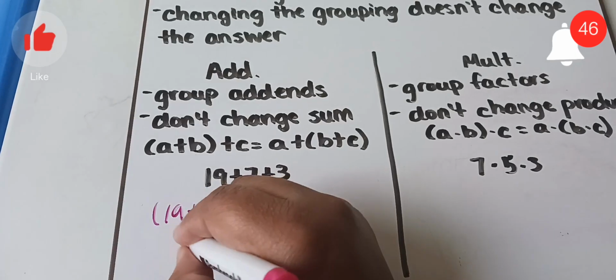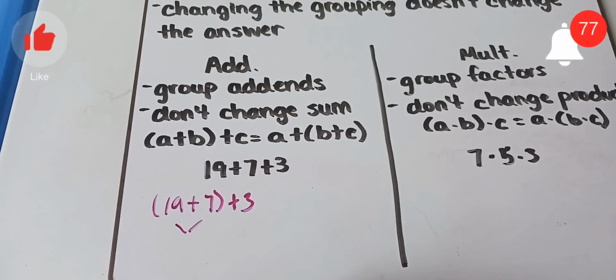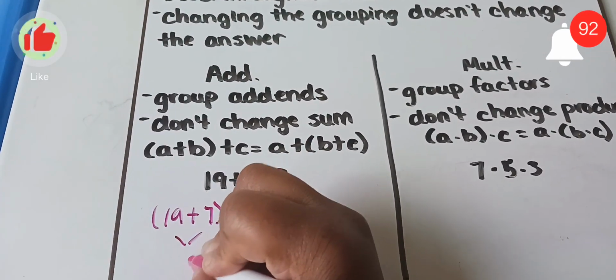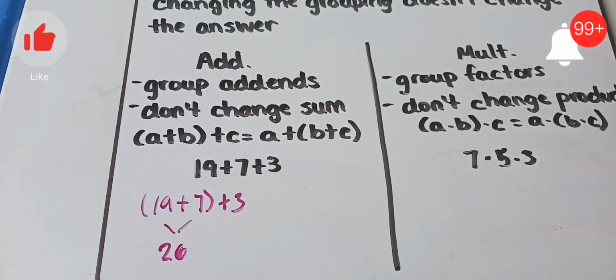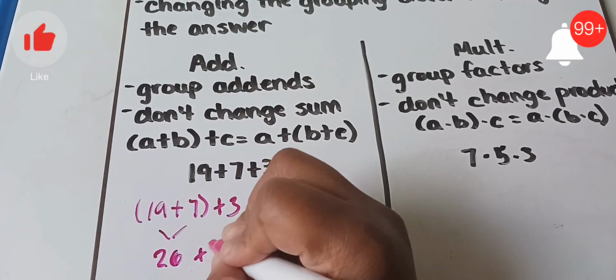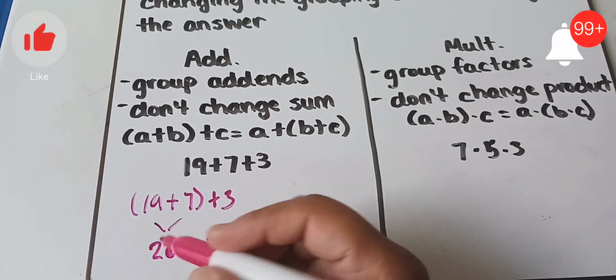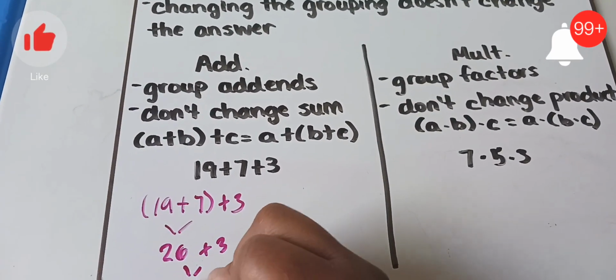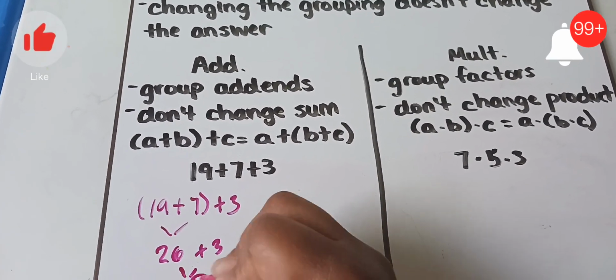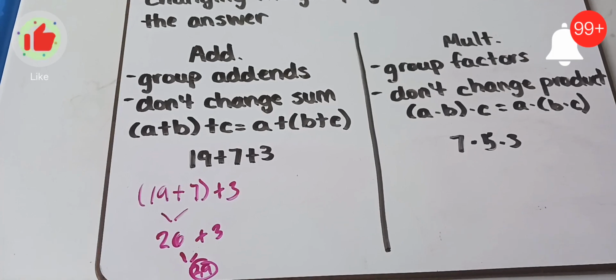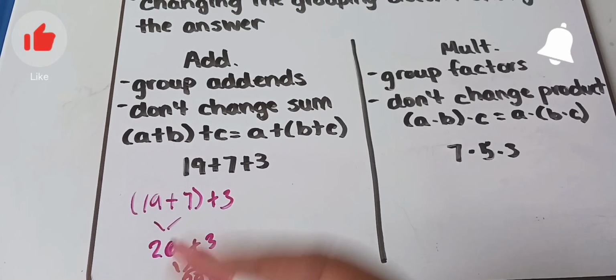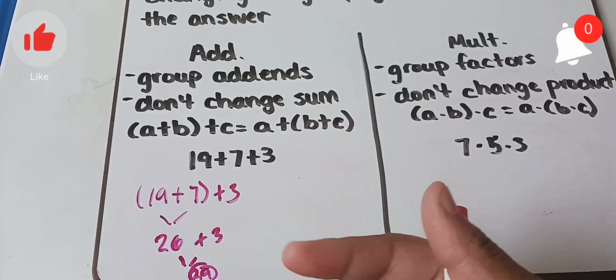Well, 19 plus 7, when we add this together, we're going to get 26. Now we're going to do plus 3. Okay, well, 26 plus 3, we all know to be 29. And that's my little 29 there. Now let's say I want to test this and see if this is right.